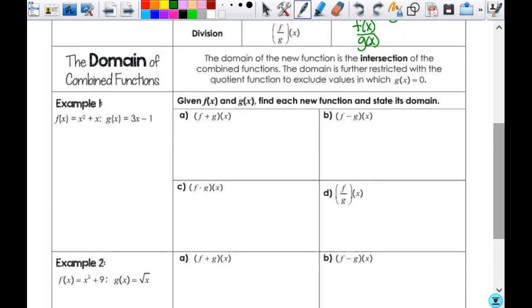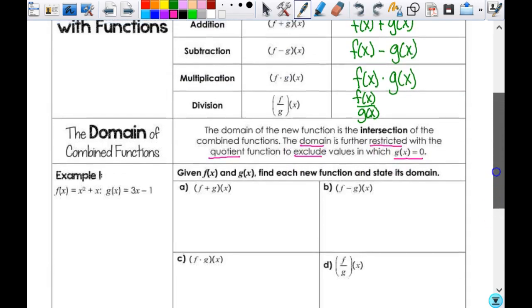The domain. We have to look at the domain before we start, okay? Before we actually do any of these. The domain of the new function is the intersection of the combined functions. That means what they have in common. The domain is further restricted with the quotient function to exclude values in which g of x equals 0.